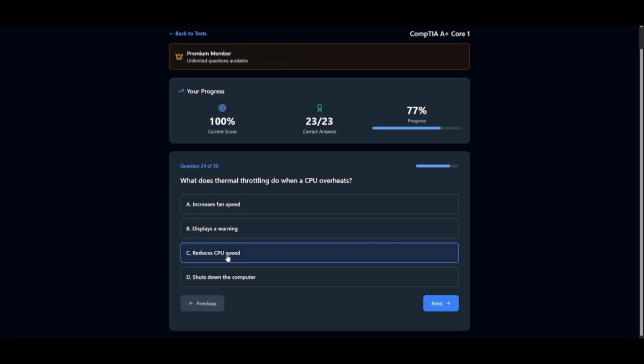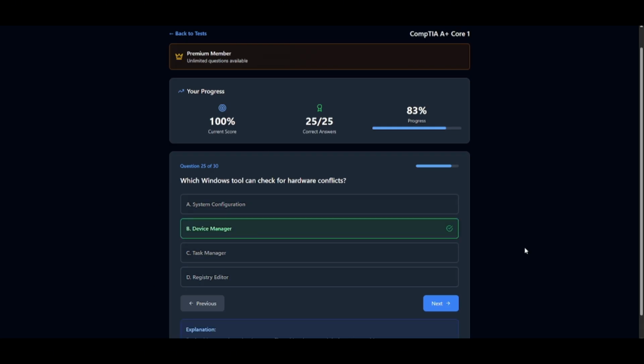Okay, and the answer would be C, reduce the CPU speed, reduce the demand going to the CPU to help the temperature cool down when it detects overheating. Let's move on to question number 25. Which Windows tool can help check for hardware conflicts? All right, and the answer to this question would be B, Device Manager.